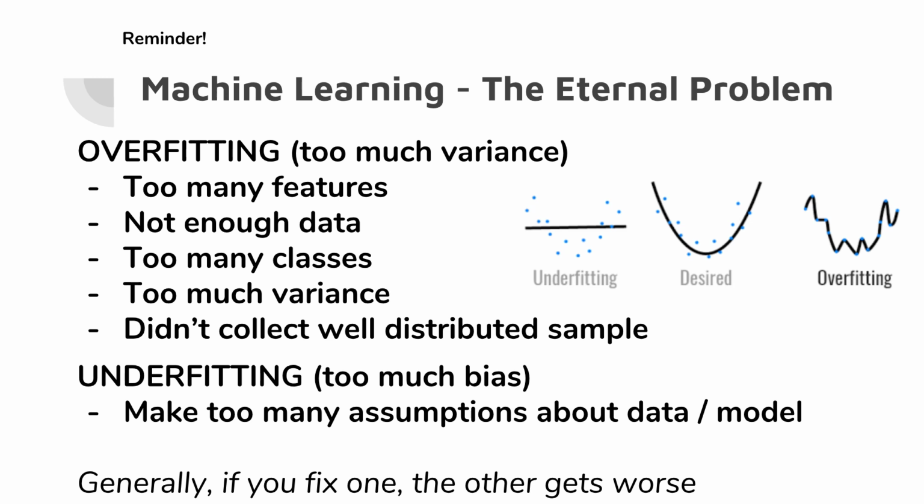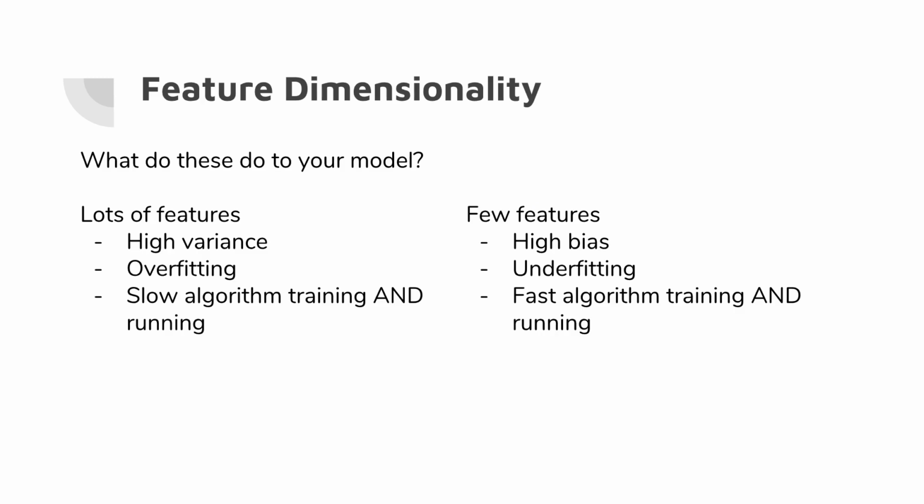We talked about this a little before, the eternal problem of machine learning: overfitting and underfitting. You need to make sure you consider whether your algorithm is overfitting or underfitting. Generally, if you fix one, the other gets worse. We talked about this a bit more in the previous video, so I'm not going to focus on it much anymore. But I'm going to dig a little more into the feature dimensionality aspect and how this relates to that. If you have a lot of features, you can end up with really high variance unless you record a lot of data, or you can end up overfitting to those specific features, and that causes problems with your algorithm.